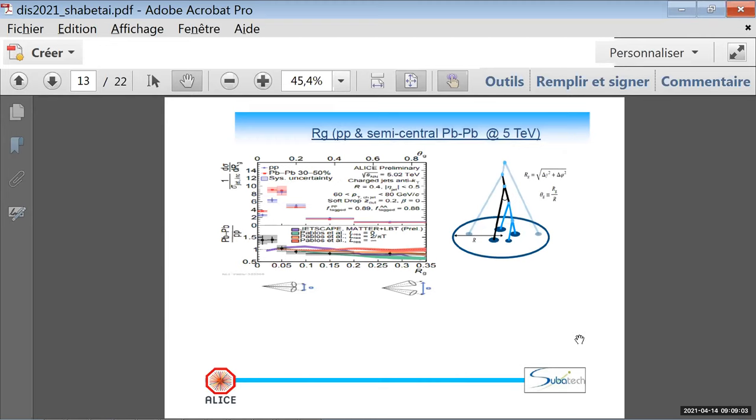Then the next variable you can look at is the Rg variable. This variable is defined on the right sketch. So basically, it's the same variable as the jet resolution parameter, which is the square root of delta eta squared plus delta phi squared. But in this case, you just use grooming, so you get, of course, a smaller radius. And what you can do is look at the plot, and you are looking basically at the core of your jet, and you can see that you have a small difference between pp and Pb-Pb in the Pb-Pb case.